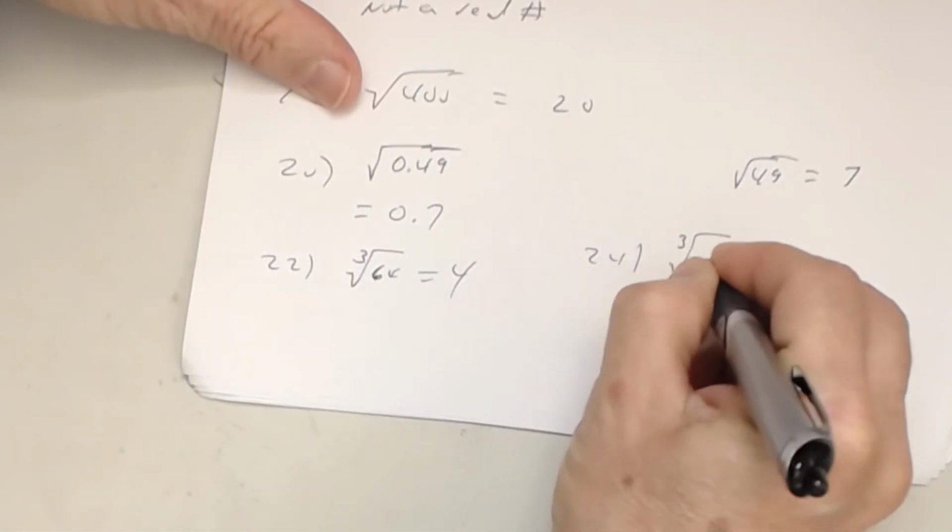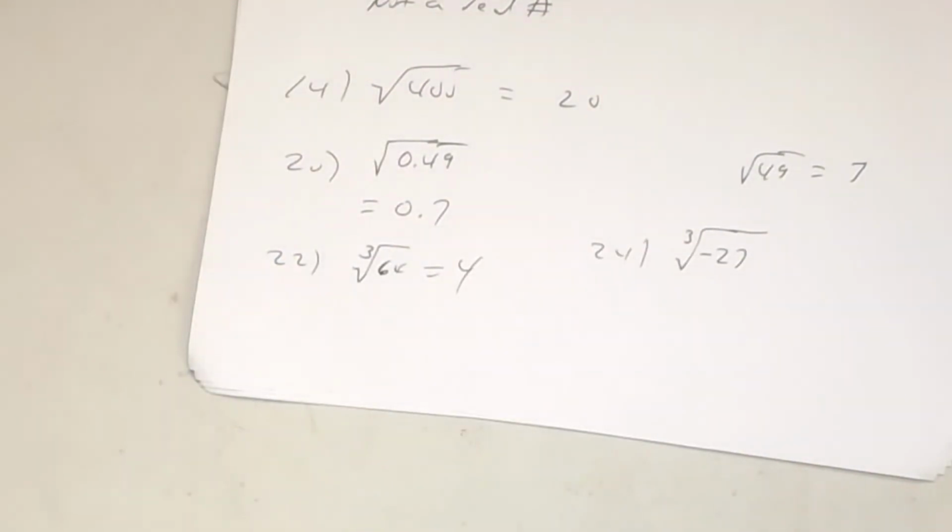Cube root of a negative 27. You can do it. Because a number times itself 3 times can be negative. A negative times a negative times a negative is a what? Negative. A negative times a negative times a negative is a negative.